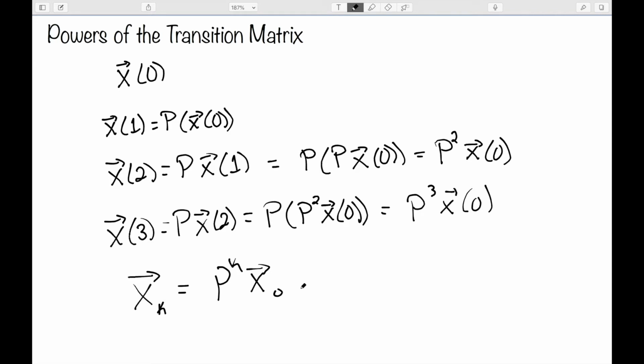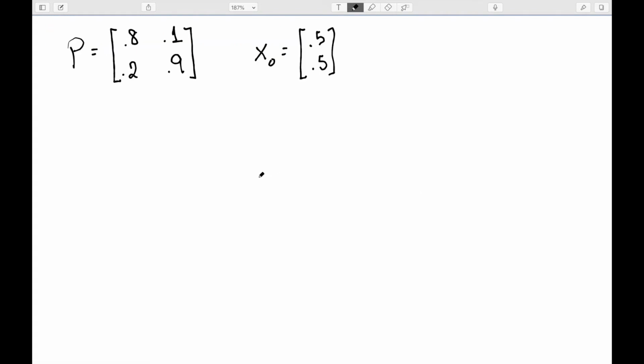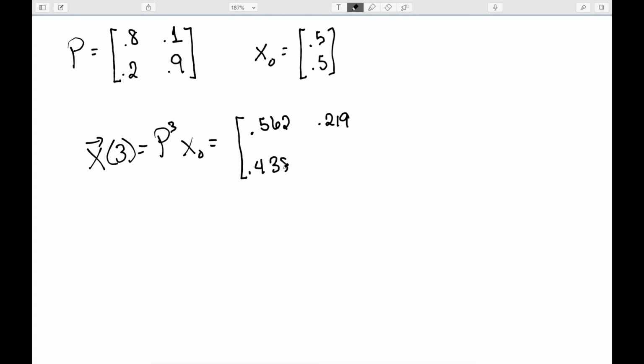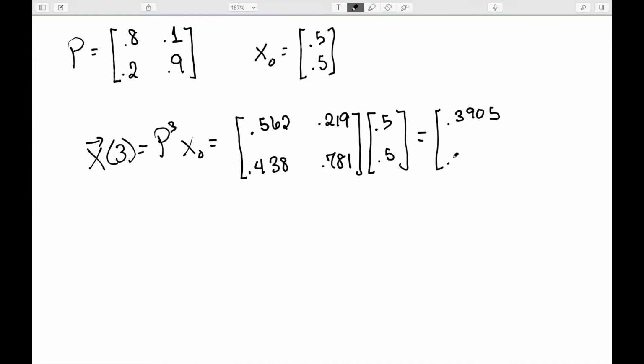So let's look at an example. Here I have a matrix P and an initial state vector, and I want to find x3. Well, we can do this by finding P cubed times x0. And I will not show out all the steps. You can use technology to cube matrix P, but you should get 0.562, 0.219, 0.438, 0.781 times my initial vector, 0.5. And if you do, you get 0.3905, 0.6095. So we can use powers of my transition matrix to find my vectors.